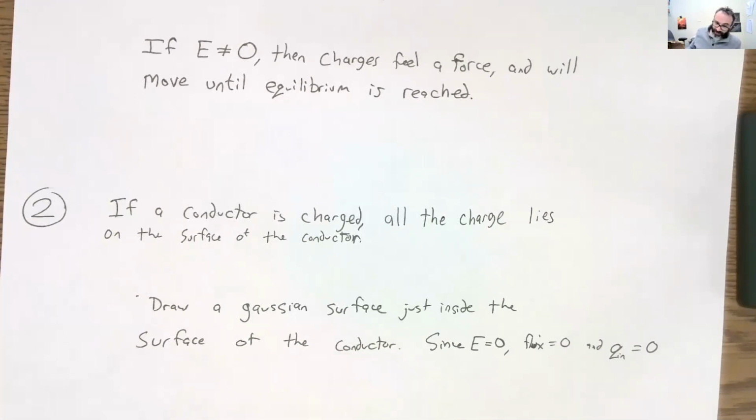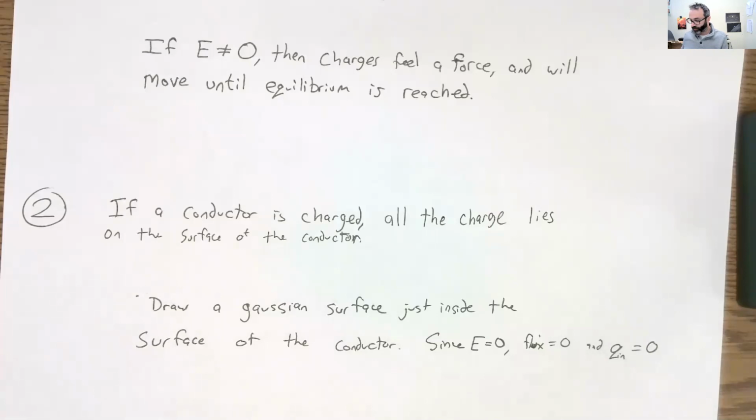So we know that inside the conductor, the electric field is 0. So if we draw a Gaussian surface just inside the conductor, the electric field is 0 everywhere on that Gaussian surface because it's inside the conductor. And Gauss's law is pretty clear about that. If we know that the electric field is zero, we know the flux is zero. There's no electric field lines passing through the surface if the electric field is zero. And since the flux is zero, we know the enclosed charge has to be zero.